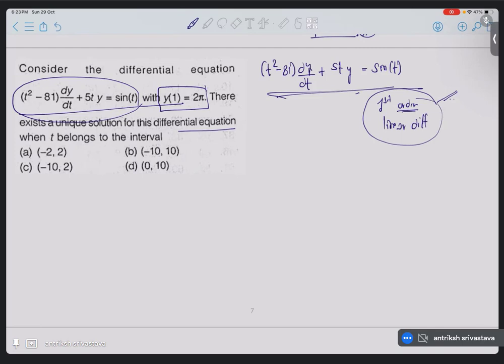So what should we do? We have to identify our P and our Q. And to do that, what do we want to do? We want to make the coefficient of dy/dt as 1. So let's do that. And we have P and we have Q. So what do you think P will be and what do you think Q will be? Can anyone tell me?